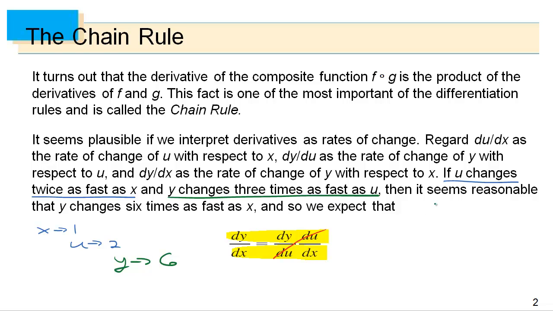So therefore, we can see that it's very reasonable that y changes 6 times as fast as x, right? When x goes up by 1, y goes up by 6, and then dy/dx is going to be 6, which would have been dy/du times du/dx. Remember, they told us that y changes 3 times as fast, so dy/du was 3 to 1, right? 3. And then du/dx, u changes twice as fast as x, and you multiply those two together, and that's where you get that rate of change of 6.